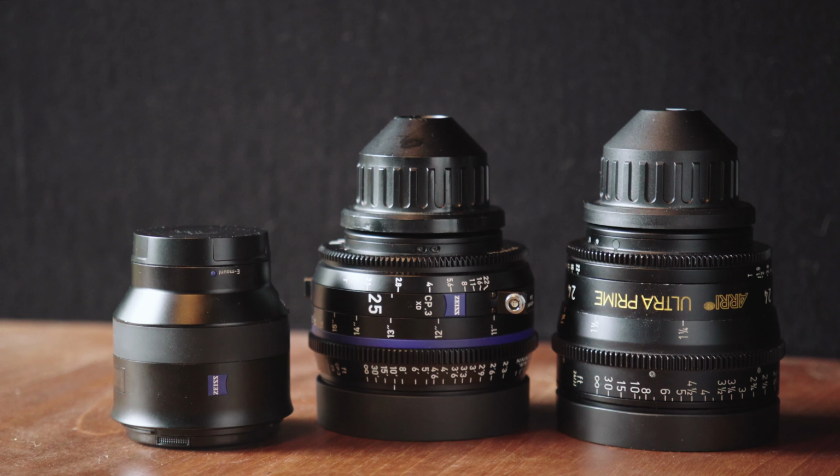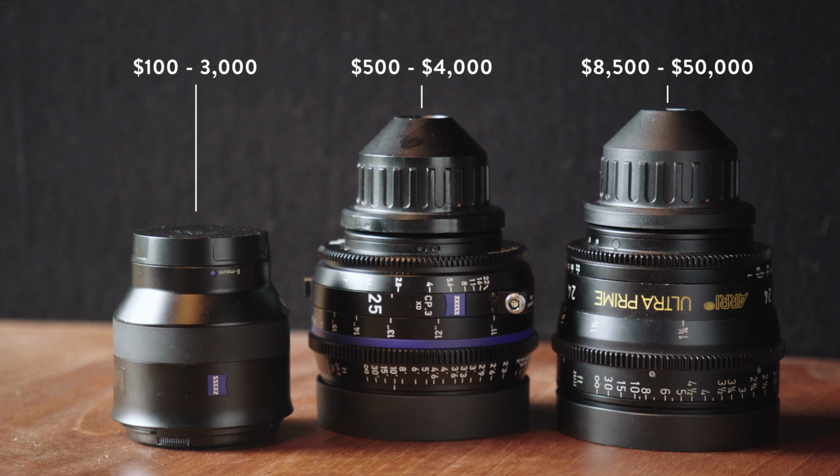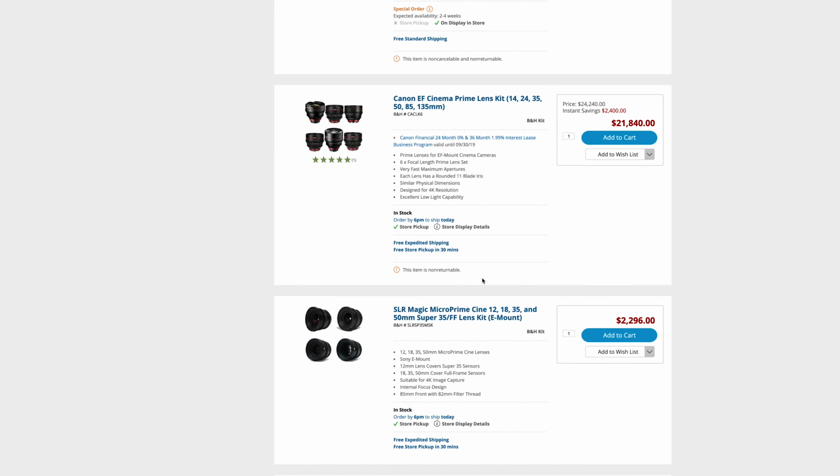Now let's talk about what might be the biggest difference between these lenses, and that's price. A standard prime photo lens can cost you anywhere from $100 to $3,000, whereas the beefier cinema versions of the same lenses can run $500 up to about $4,000. But true cinema lenses, on the other hand, run a minimum of about $8,500 all the way up to $50,000 per lens. The huge jump in price has made rehoused cinema lenses a huge and growing category of lenses.